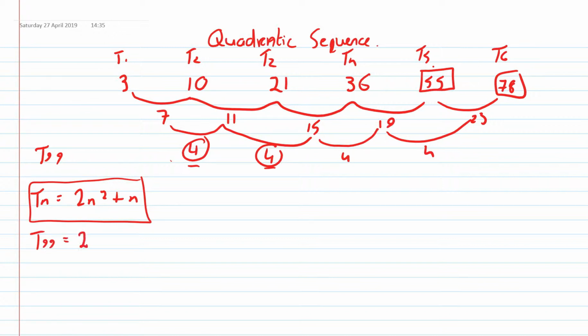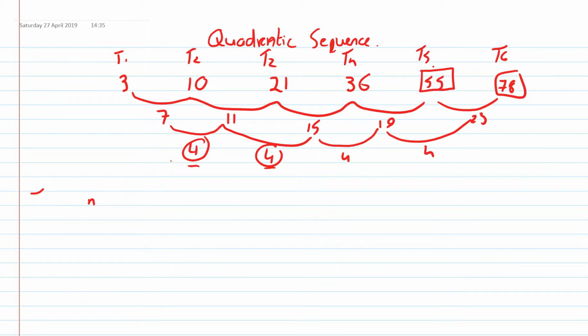I want to find T99, no problem at all. T99 equals slotting 99 in for n, 99 squared times 2 plus 99 into the calculator, and that would give us 19,701, so the 99th term of that sequence. Okay. However, in a perfect world they would give us the Tn, but often they don't. Often they do not give us this.